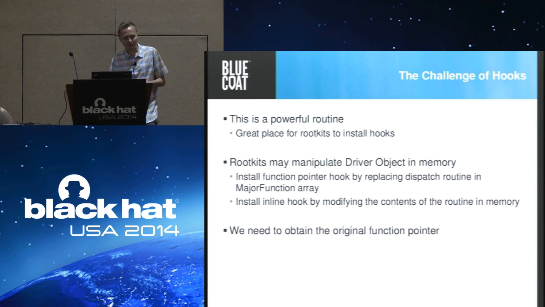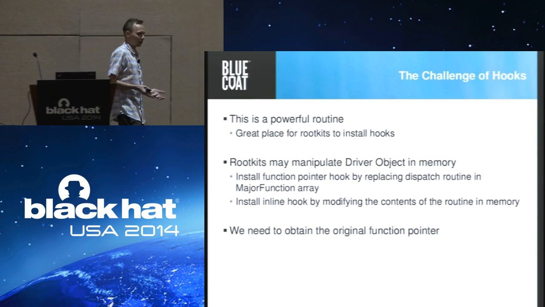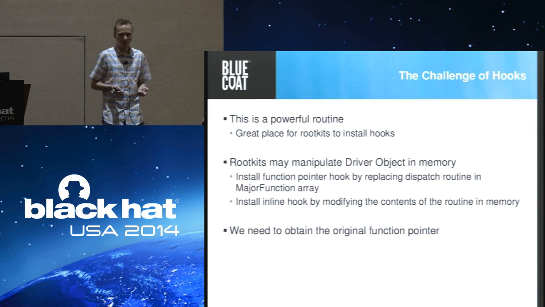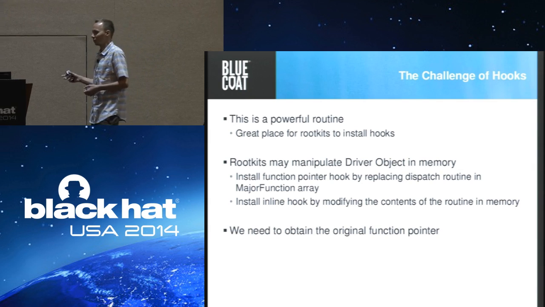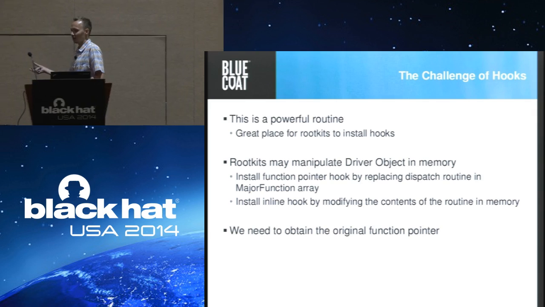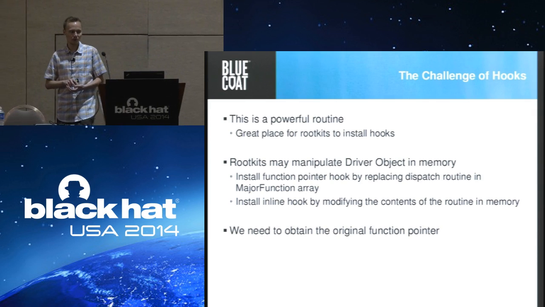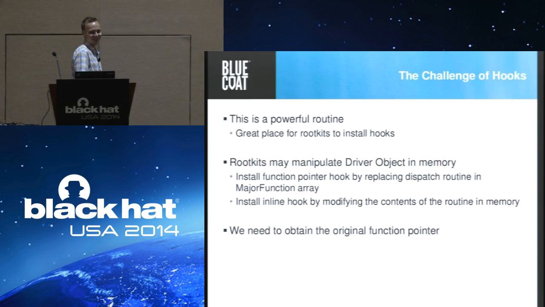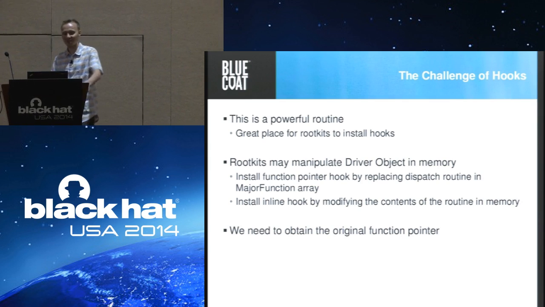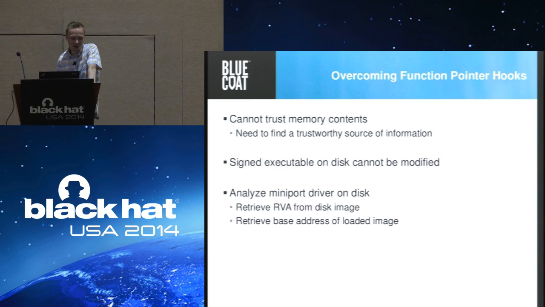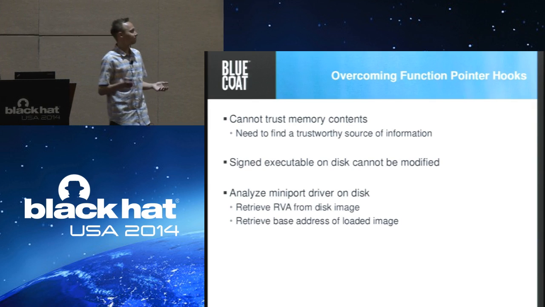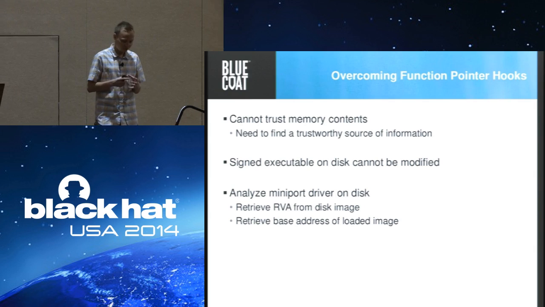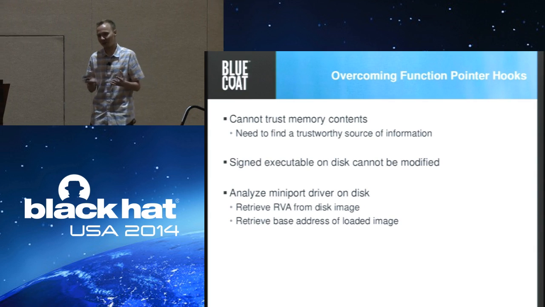So this all means that when we're running on a system and it might be compromised, we don't really know. So we need to obtain the original function pointer. Okay, so this is sort of unfair because the rootkit can just replace it, but we have to go through painful things in order to obtain the original ones. So whenever you design anti-rootkit things or anything, it's a good idea to just be paranoid, right? So never trust memory contents. Instead, we need to locate a trustworthy source of information.